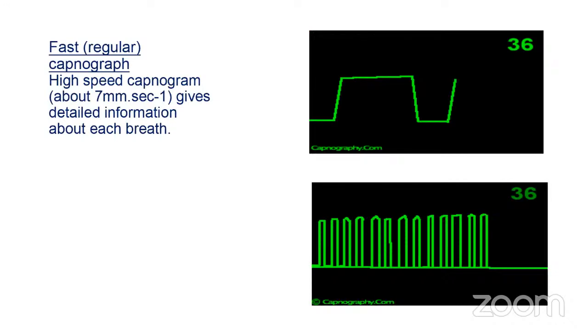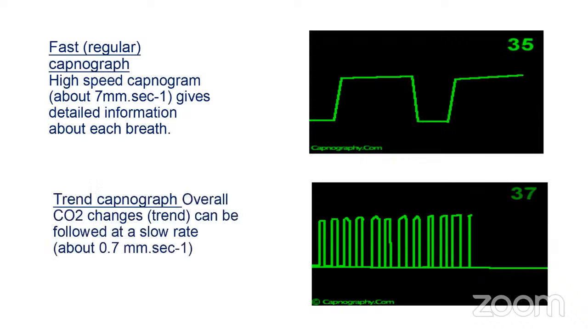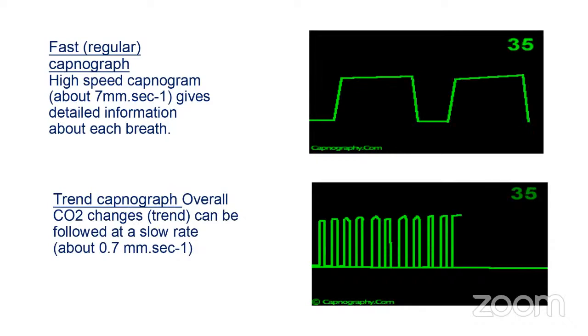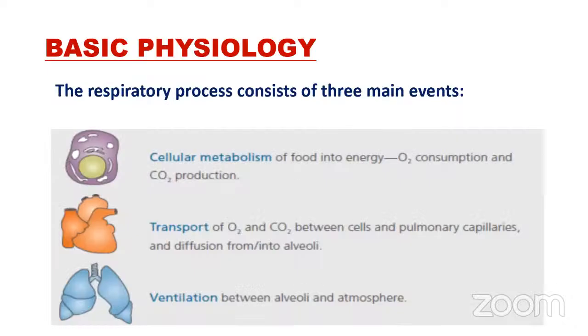The above one is the high speed, which measures at 7 millimeters per second and shows the information about each breath, and the slow one is with this slow rate, which is at 0.7 millimeters per second.